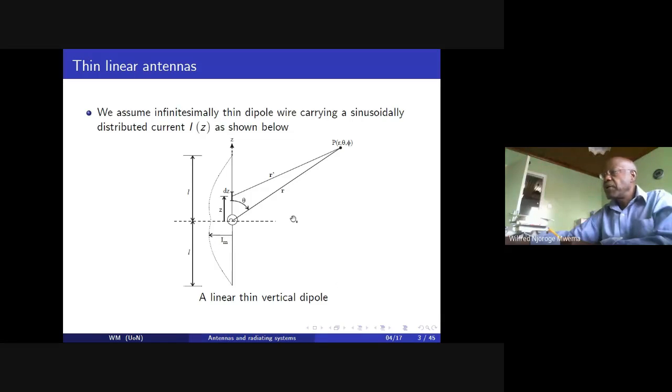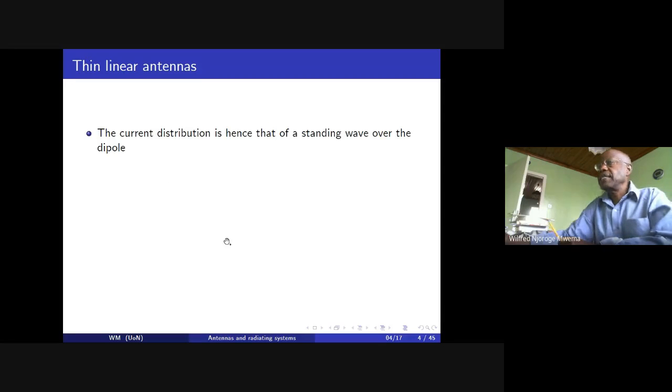in the z direction. Then we are going to consider a small current element of length dl, a distance z from the origin or from the center feed or the feed point, and a field point that is a distance r prime from that current element and r from the origin, and we'll assume that r and r prime are very large compared to the length of the antenna itself. That is, the field point is very far away. So the current distribution is therefore going to be that of a standing wave over the dipole.